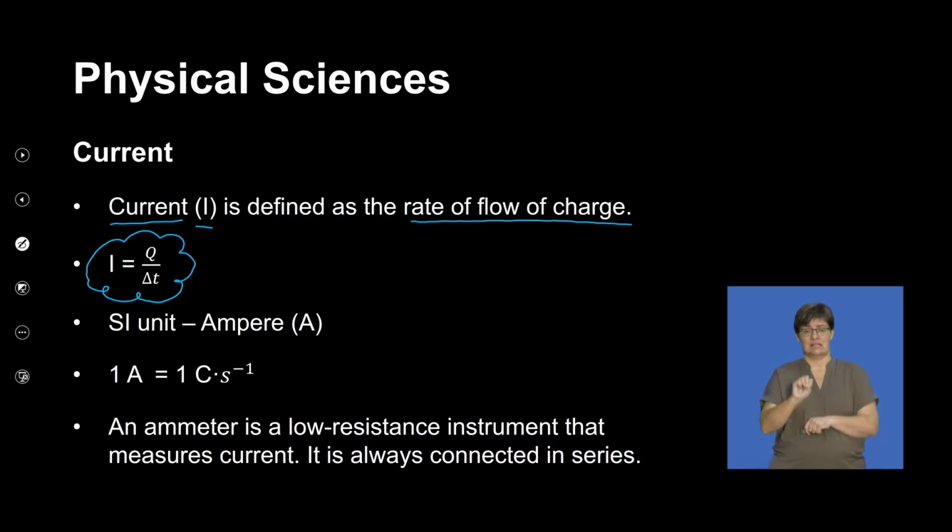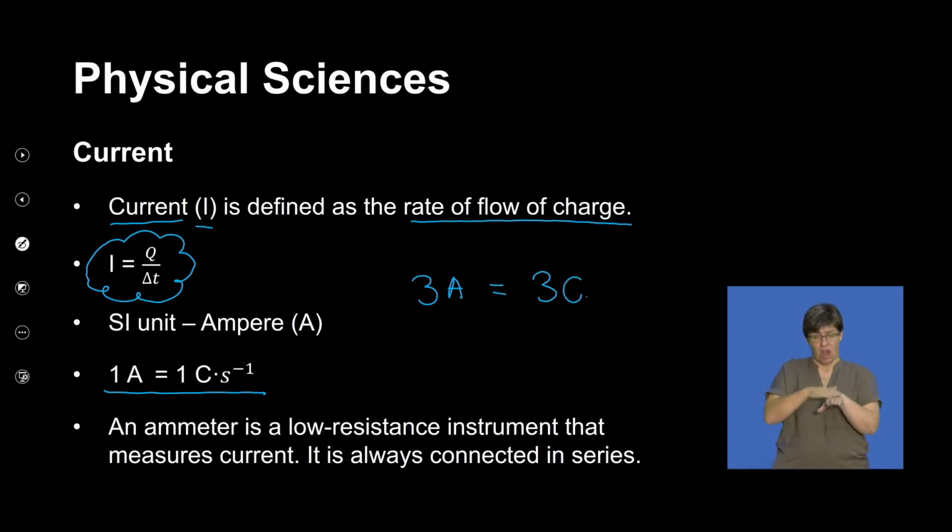So an ampere of current is actually when 1 coulomb of charge passes through a point per second. So if, for argument's sake, we have a reading of 3 amperes, what does this mean? It means that there are 3 coulombs of charge passing through a point per second. Okay, so correspondingly, the greater the amount of charge passing through a point, the greater the current.